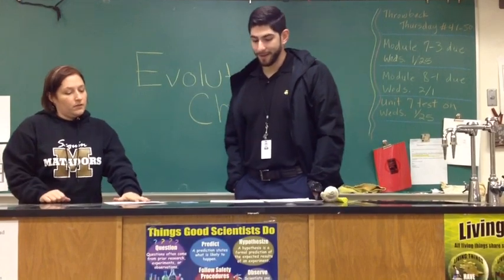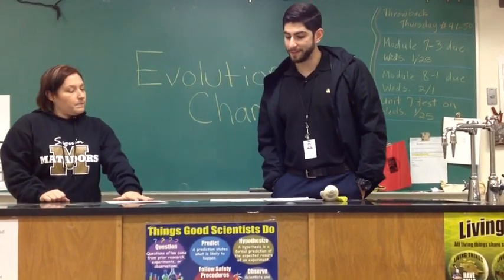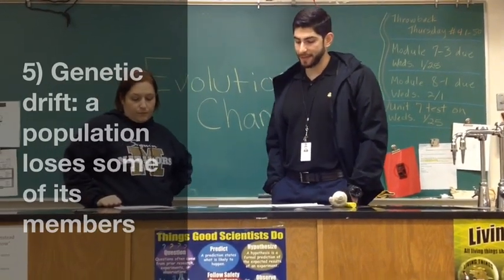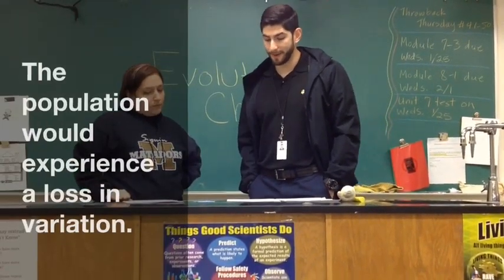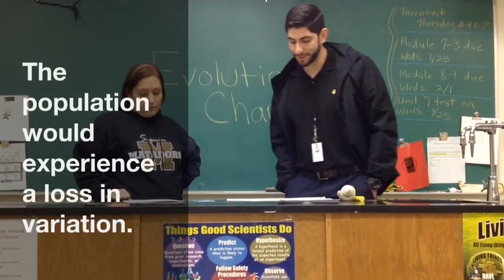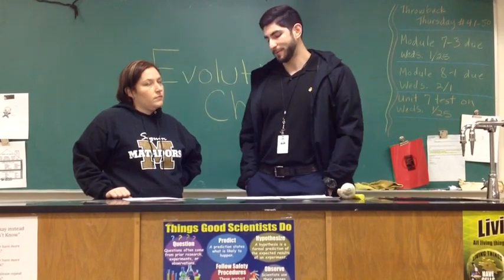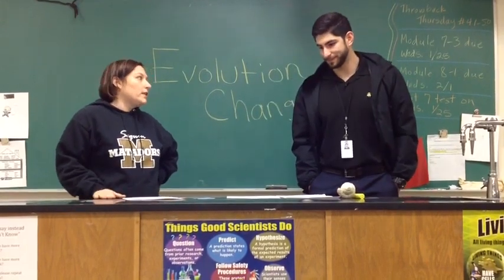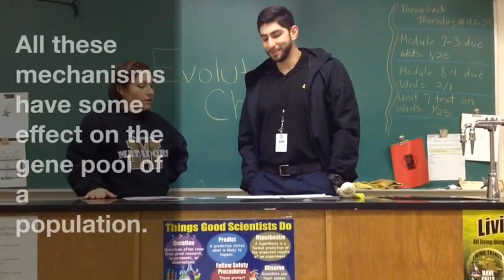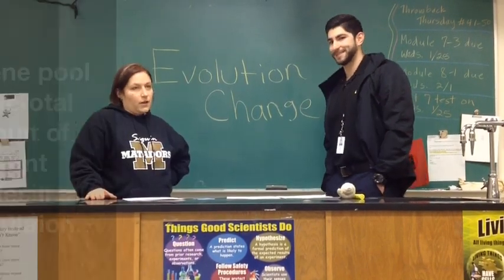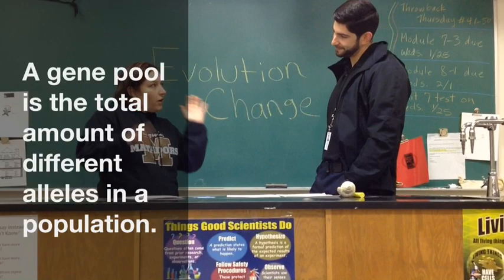Yes, that's right. The fifth and last mechanism is genetic drift. Okay. This is when a population loses some of its members and actually reduces the variety in the population. This is another way to affect the gene pool. Okay, you had me until you said gene pool. What is a gene pool? Well, a gene pool is a variety of alleles in a population. So it's like all the different features we all have?